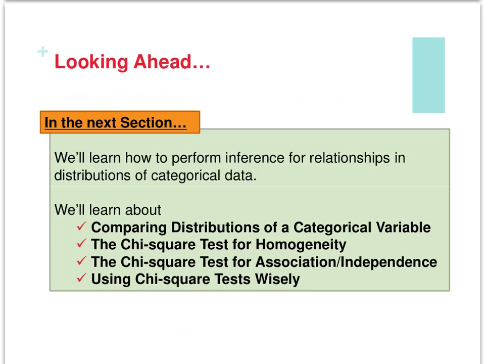And then this is what we're going to be doing next. We're going to be looking at the chi-squared test for homogeneity and association or independence.